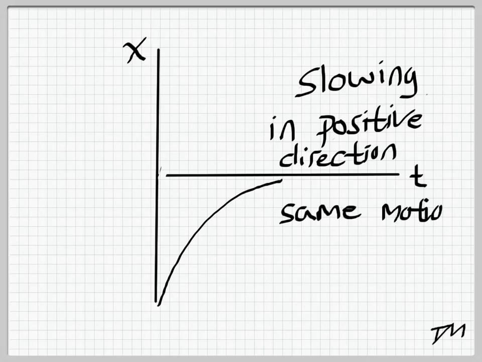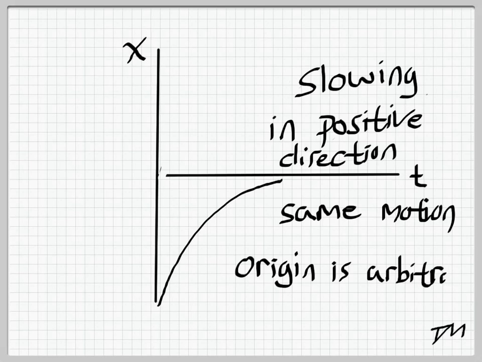Again, the same type of curve. The curve is decreasing in its slope, so it's again slowing. It's the same motion. The origin is arbitrary. Whether it's slowing away from an origin or slowing towards an origin, that is still slowing. The origin is a matter of choice.